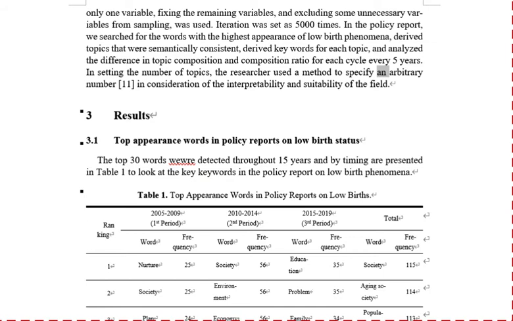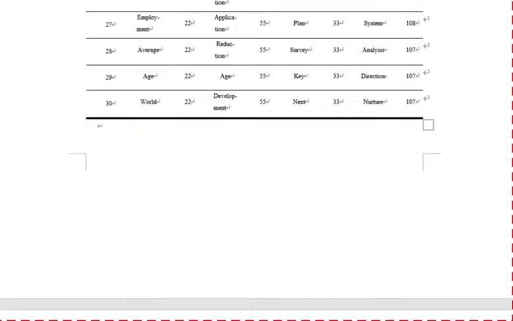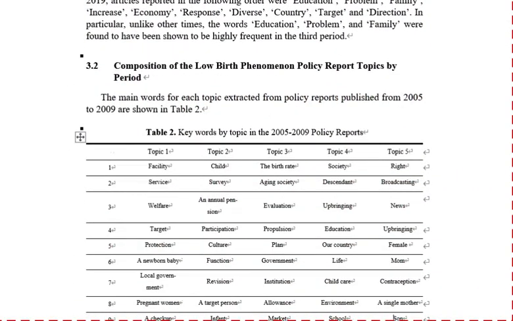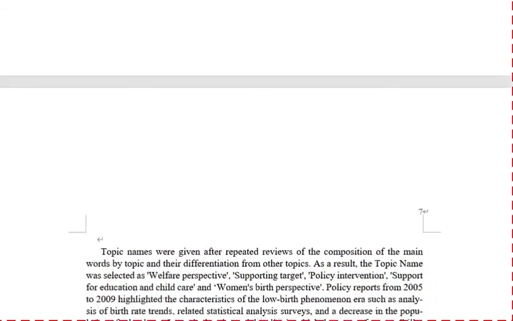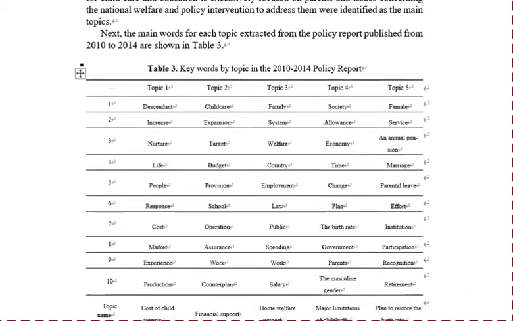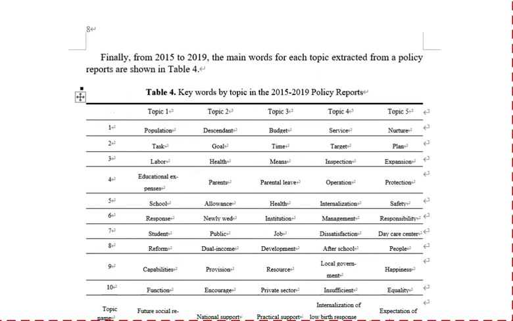Here is the result. This is table 1, top appearing words in policy reports on low birth. And here is table 2, keywords by topic in the 2005-2009 policy reports. And here is table 3, keywords by topic in the 2010-2014 policy reports. And table 4, keywords by topic in the 2015-2019 policy reports.